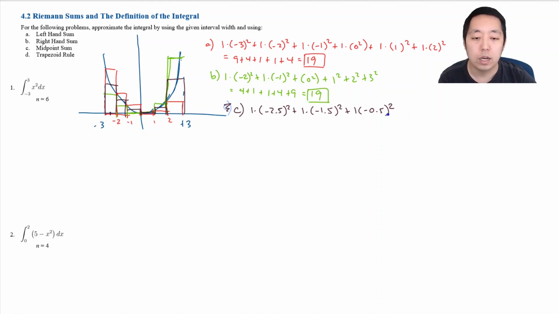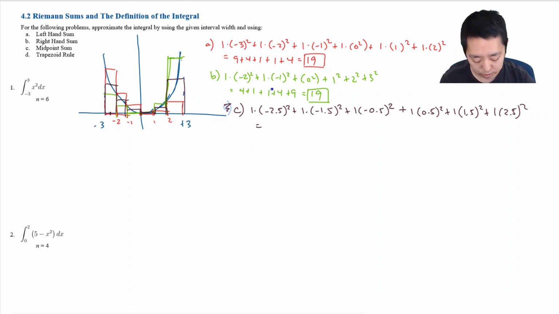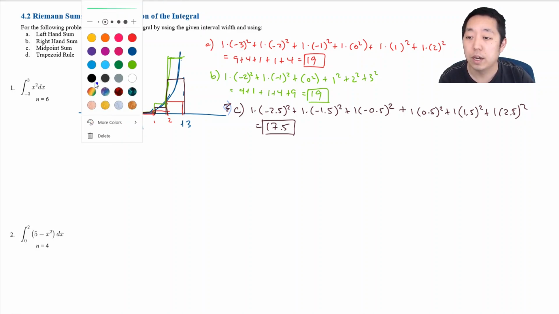Okay. Plus 1 times 0.5 squared plus 1 times 1.5 squared plus 1 times 2.5 squared. Again, 1, 2, 3, 4, 5, 6. I just confirmed that. And then here I would use a calculator to calculate these up. So 2.5 squared plus 1.5 squared plus 1 squared, 2. And I get 17.5. So you see, these are estimates, so they're not all going to give you the same answer, which is totally fine because these are purely estimations.